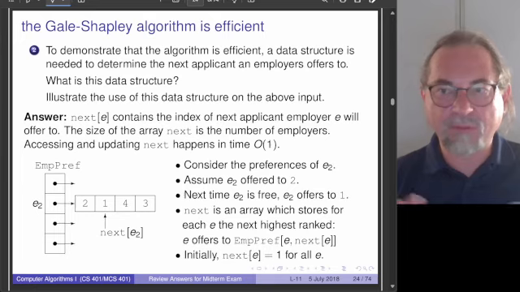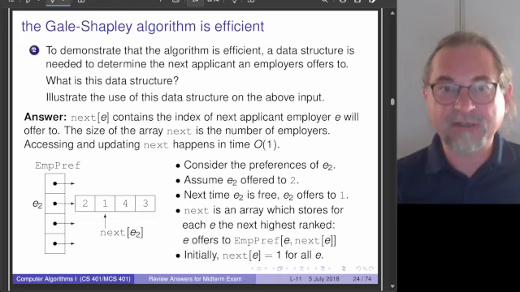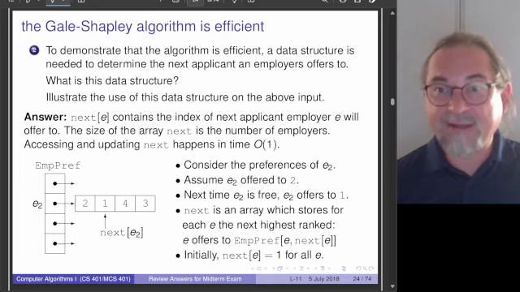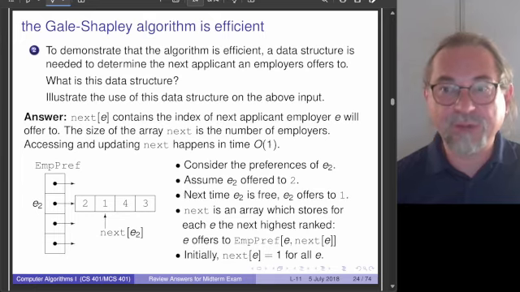So we will have one array. We have one array of size as many employers. The algorithm runs quadratically in the number of employers, so a linear data structure is fine because we have to initialize. So we start indexing at 1. We initialize every entry in that next array to 1 for every employer.